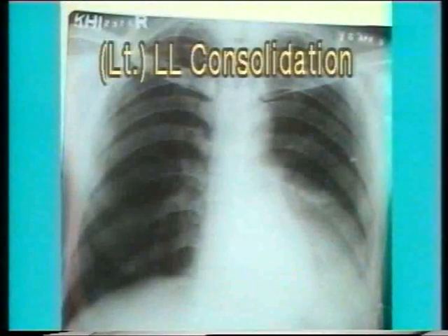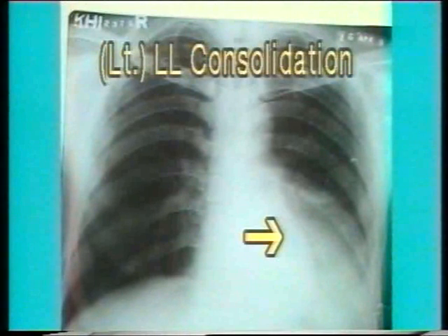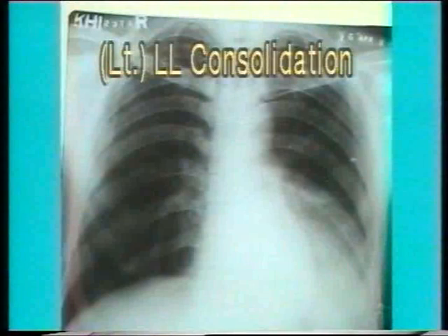This is an X-ray of the left lower lobe consolidation. Note the uniform opacity of the left lower zone. The heart border is seen. It does not silhouette with the opacity, indicating that the consolidation is in the left lower lobe. There is no displacement of the mediastinum, so this is a consolidation of the left lower lobe due to lobar pneumonia.